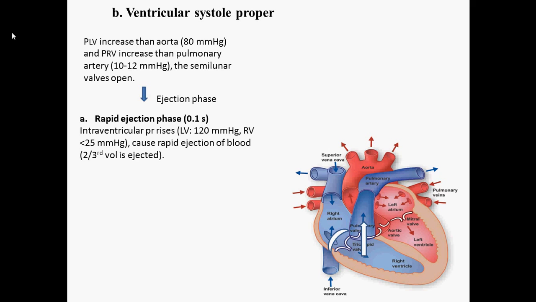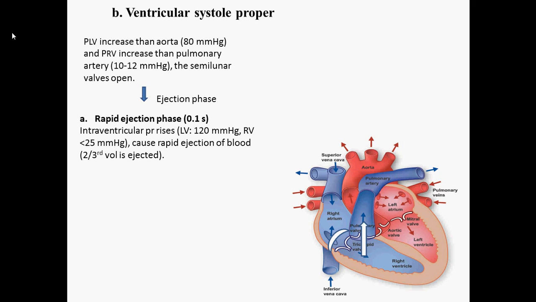Now you can imagine the ventricles were contracting, there was a tensioning of the muscle, the pressure was generated in the ventricle chambers, and suddenly the semilunar valve opens up, and as a result there is a rush of blood from the ventricles to either the pulmonary artery or from the left ventricle to the aorta. So this rush of the blood in this initial state forms the rapid ejection phase, and in this phase only 2/3 volume of the blood of the ventricle is ejected out from the ventricles.